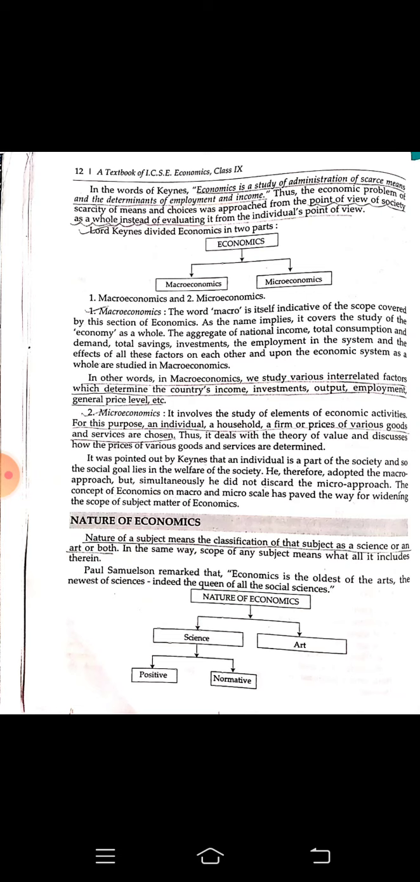Next, we are having the nature of economics. So in our next video we are going to study the nature of economics.